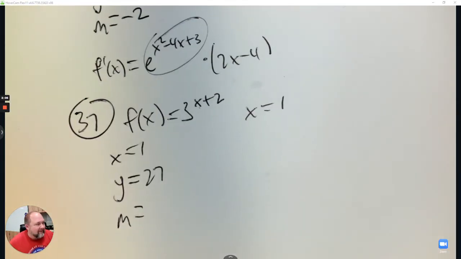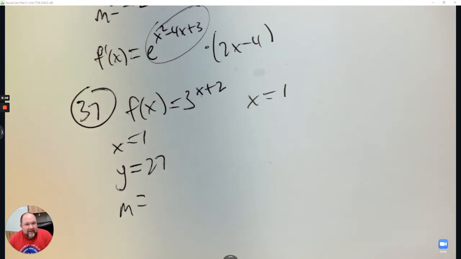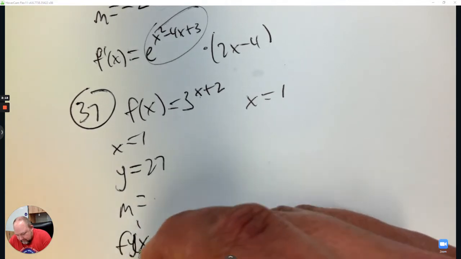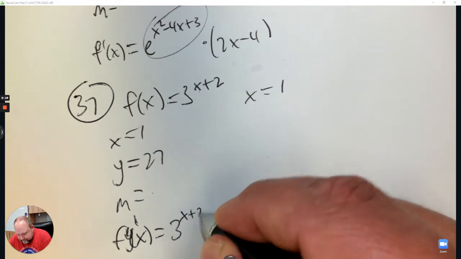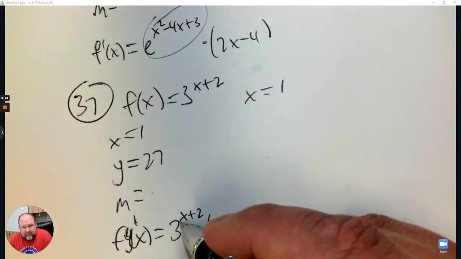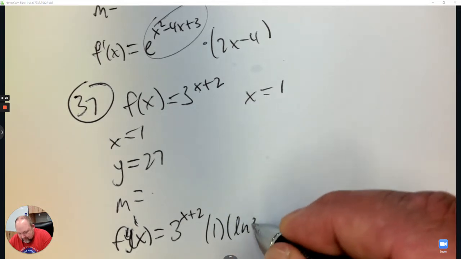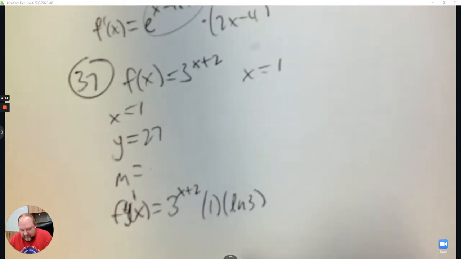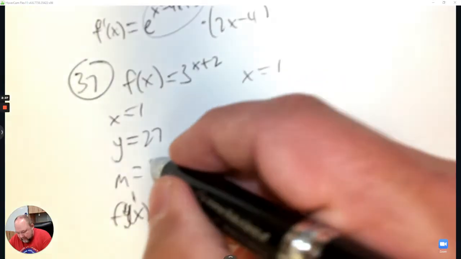And then the slope, we have to take the derivative and remember the derivative rule for that. So the derivative, I'll do that down here. Oops, I'll use the same notation. F prime at x. The derivative you copy. The derivative of x plus 2 is 1, so I don't need it. You can have it there. And then we need the ln of the base when the base is not e, right, like that. And then we're going to plug 1 into here. So if I plug 1 into here again, you get 27 times ln 3.